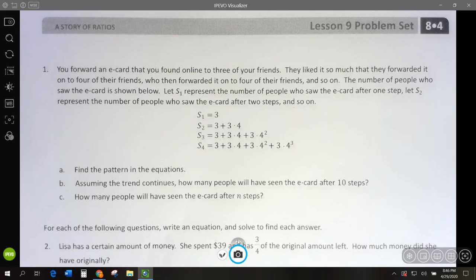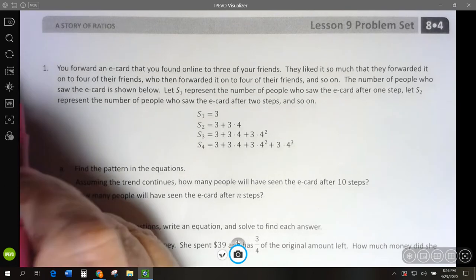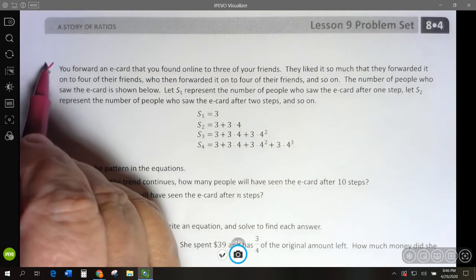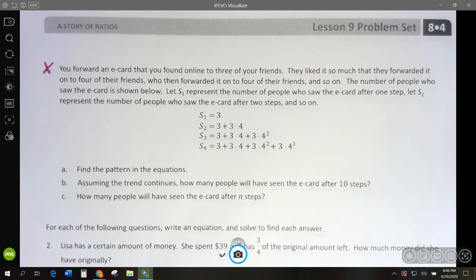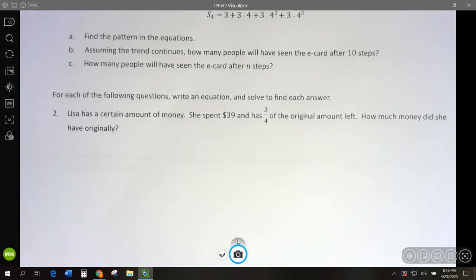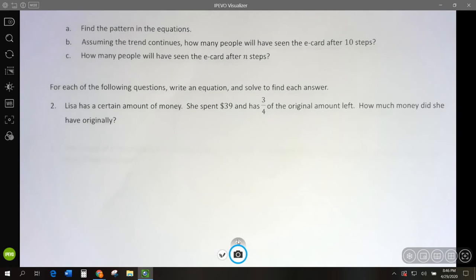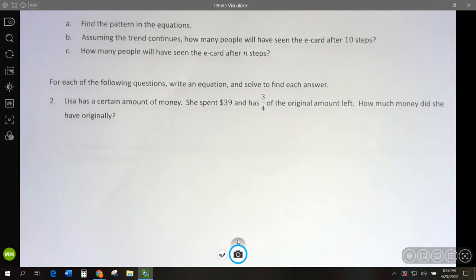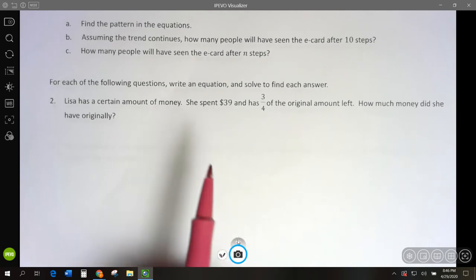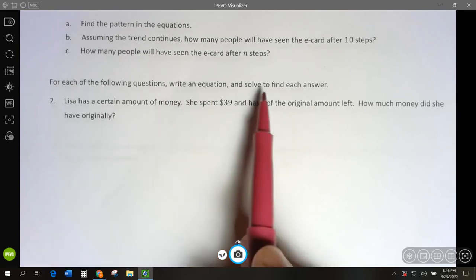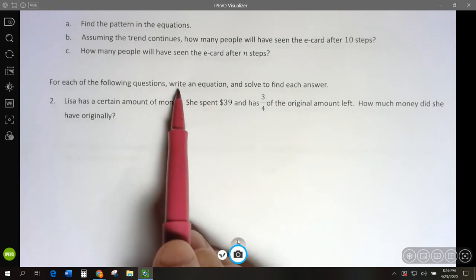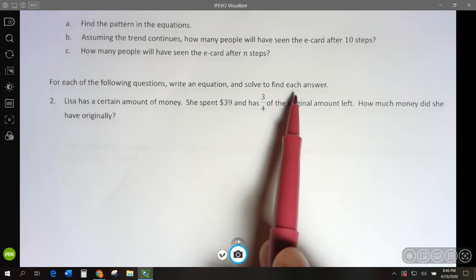For time reasons, we will not be doing number 1. You do not have to do problem number 1 because that'll just make our homework way too long. So let's go on to problem number 2. For these, we need to write an equation and then solve to find the answer. So we have to both write the equation and solve for the answer.